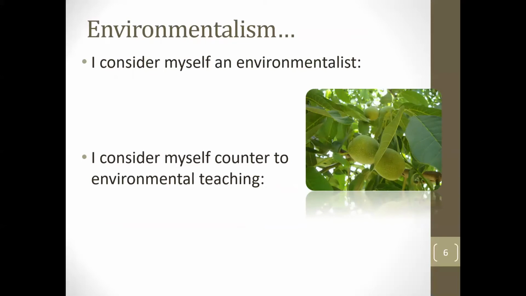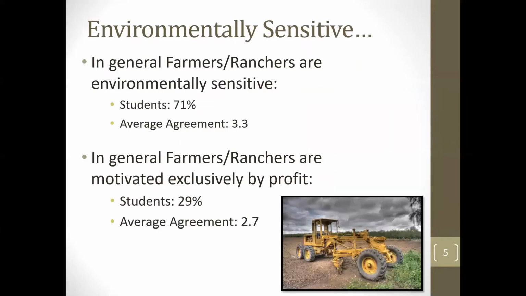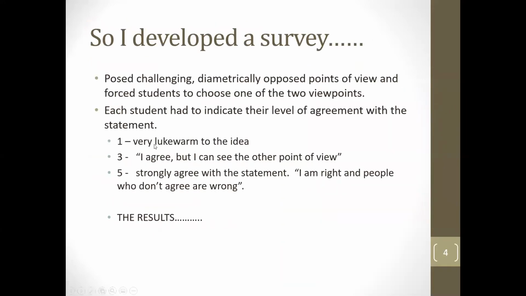Environmentalism. Students were asked, I consider myself an environmentalist, or I consider myself counter to environmental teaching. On average, we saw that 80% of the students considered themselves as environmentalists with an average agreement of 2.9, and 20% consider themselves counter to environmental teachings with an average agreement of 2.2. 2.2, of course, getting closer to the very lukewarm to the idea, but somewhere in between that and being able to see the other point of view.